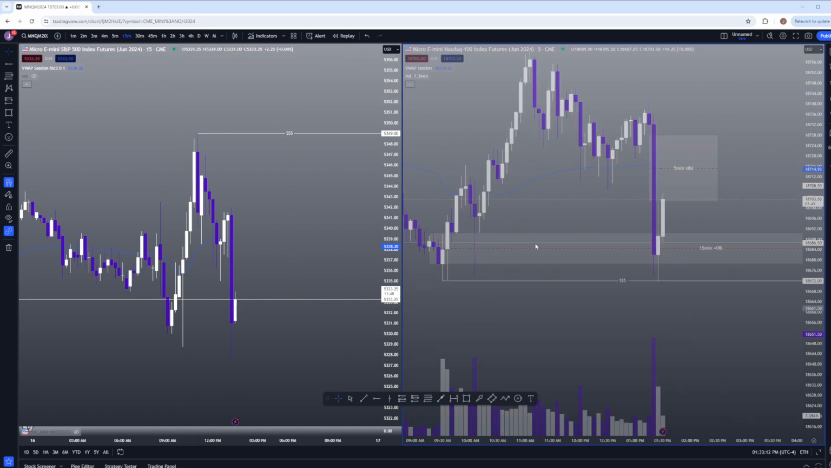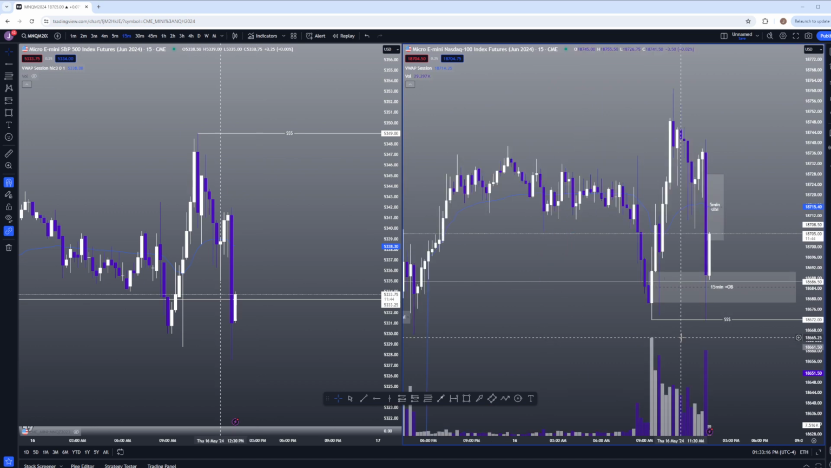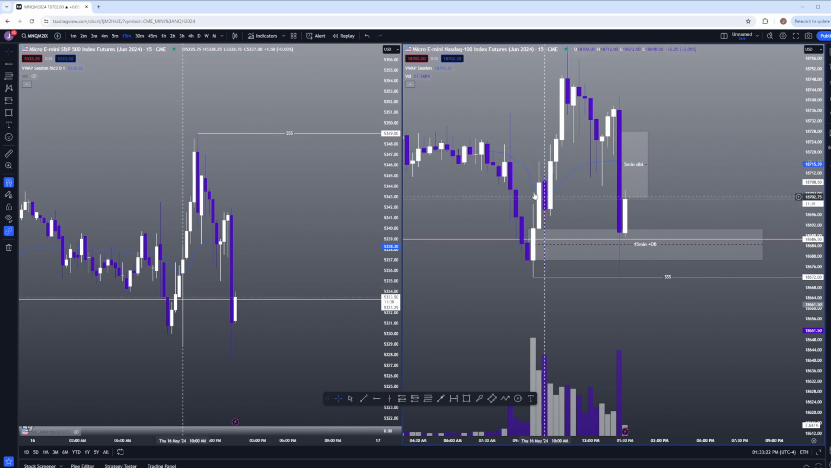Obviously, we saw that bounce from the support level, but we also created equal lows, so we do have a sell side target on liquidity. So I want to play this one very smart. Really wait for a good setup.